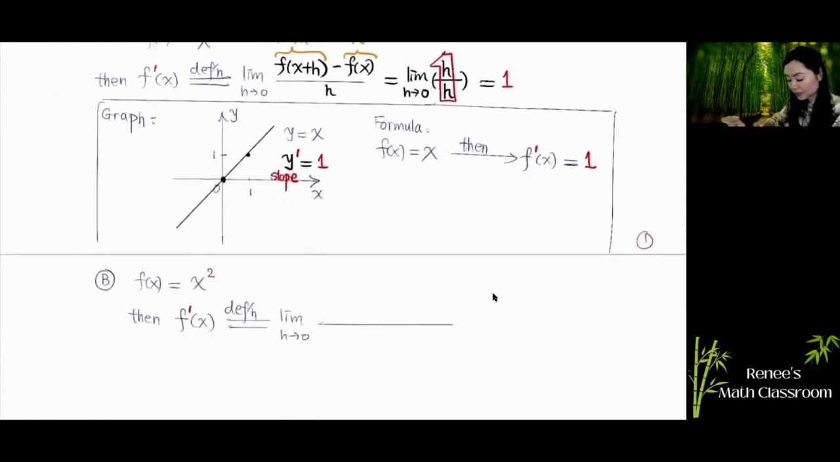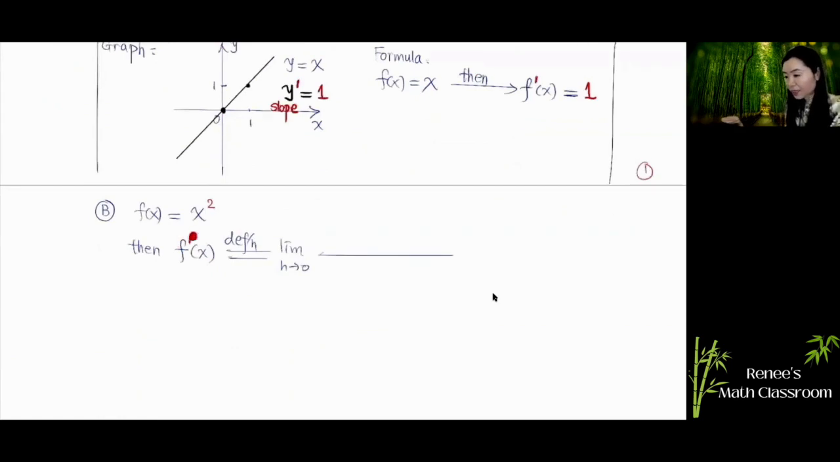Okay, the slope. Okay, now what about x squared? For x squared over here, we use the definition. So it's the limit of this quotient.